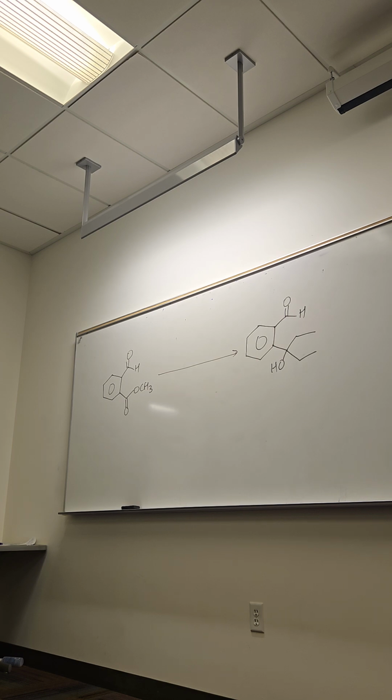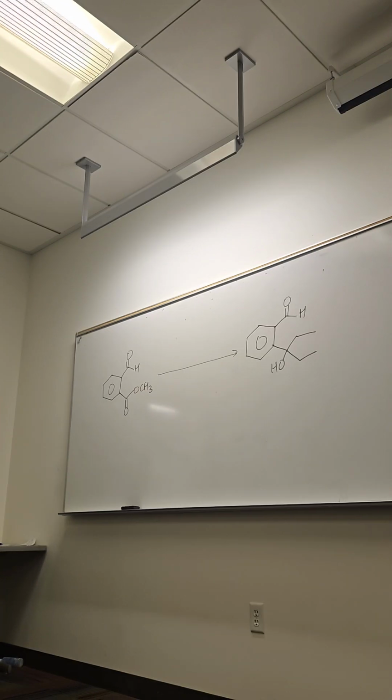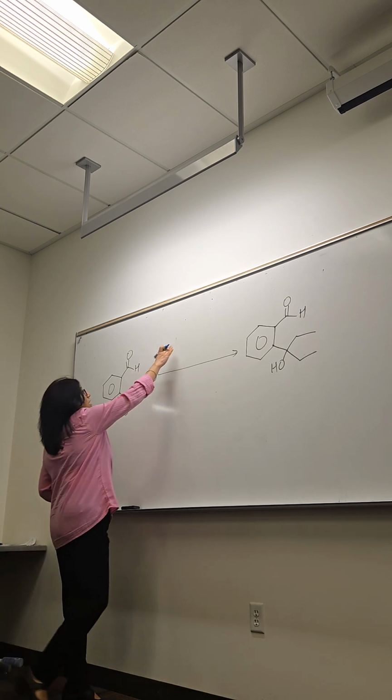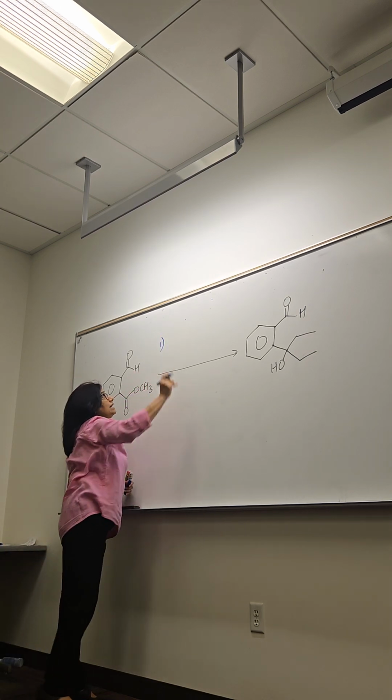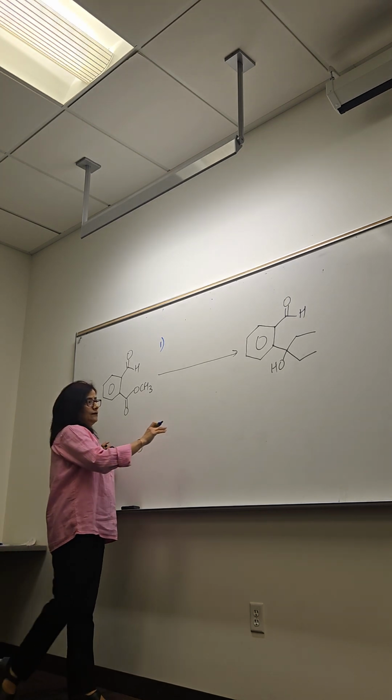Okay. Anybody? Some of you said you did it. Yeah. How? Step one? Make acid. Okay. Make an acetal to protect what? And what are you using to make an acetal? I did a diol with two.